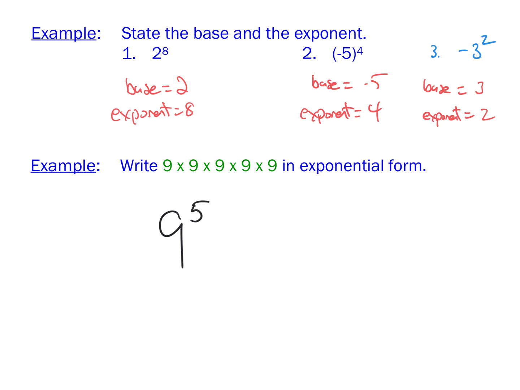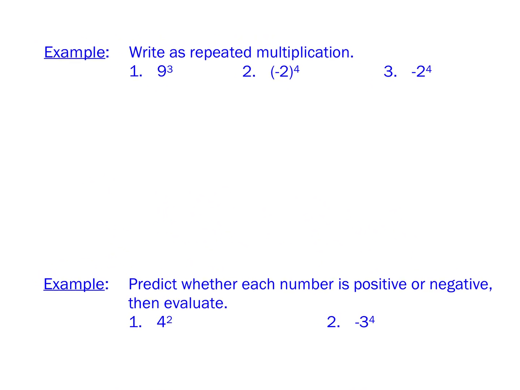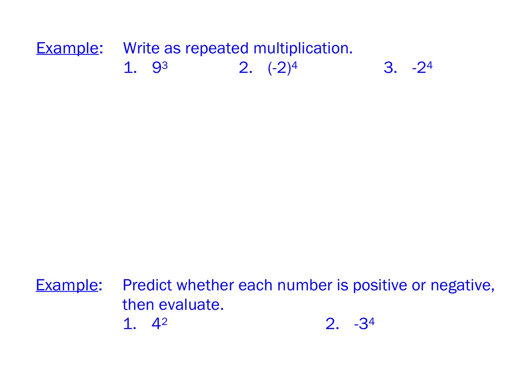All right, moving on. We're going to write each of these as repeated multiplication. So the first one would be what? 9 times 9 times 9. Very good. Note it doesn't ask us to figure out the answer. It just says write it as repeated multiplication. So it's just 9 times 9 times 9. Done. Don't have to do anything else with it.